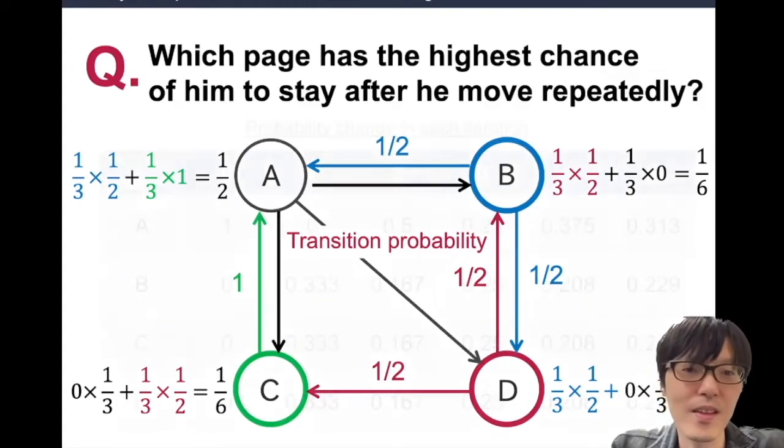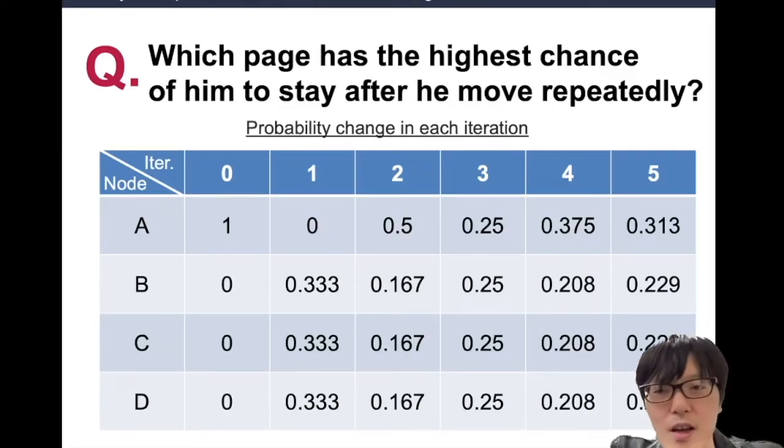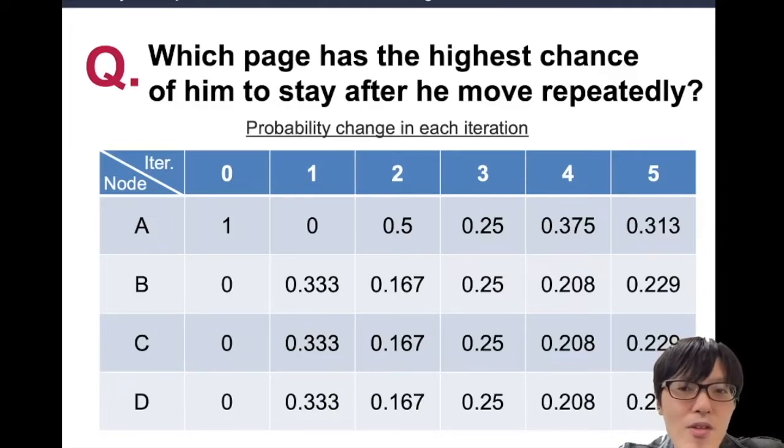Okay. What happens when we calculate the probability to stay on each node after the fifth transition? We can calculate such probabilities by repeating the probability calculations. This table shows the change of the probabilities in the iteration of analysis.